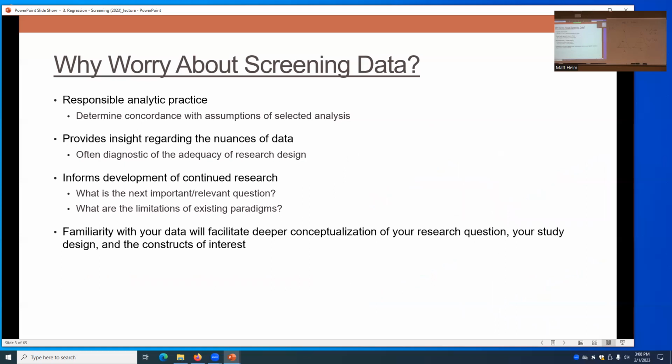So again, just being familiar with your data is going to force you to have a deeper conceptualization of your research question, study design, and constructs of interest. If we're thinking carefully about doing this, and again, nothing I ask you to do is just to have you do it for the sake of doing it, because that really takes me off. I feel like I've given busy work. I want you, as you're going through, to think about what this means. What can I infer from these data? What inferences can I make and how is that going to inform my choices going forward?